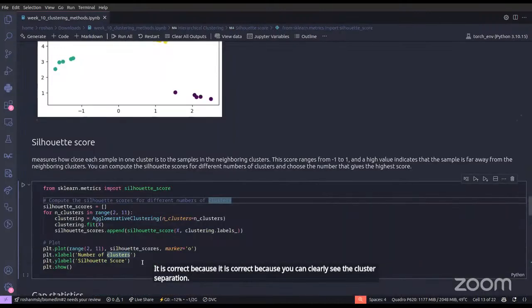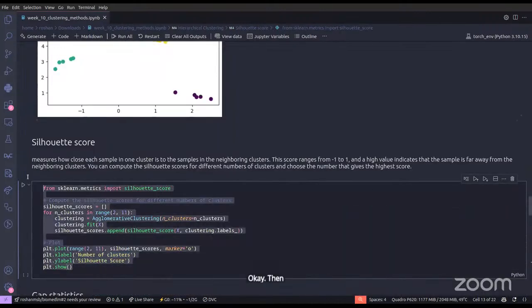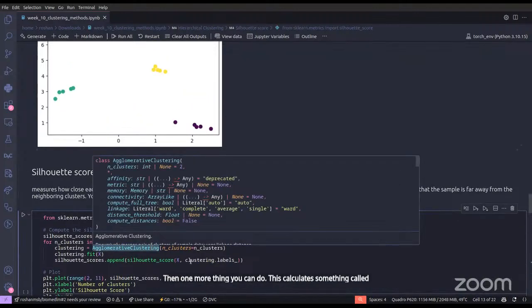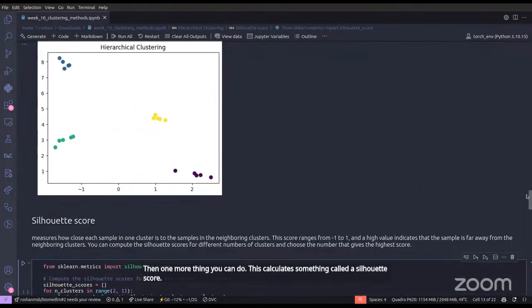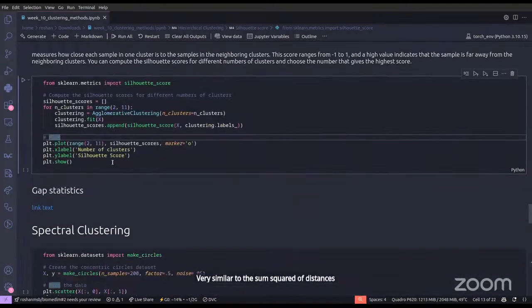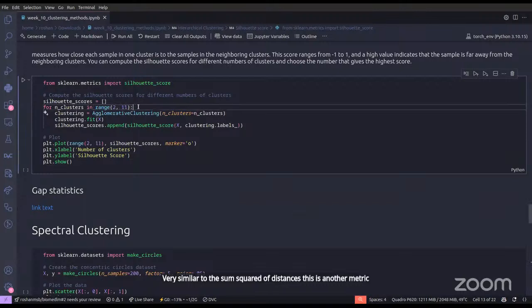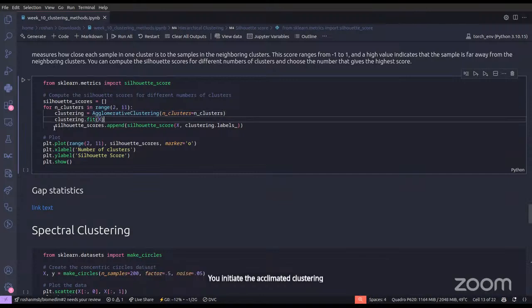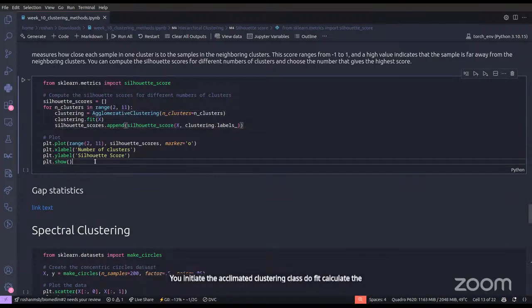Then one more thing you can do is calculate something called a silhouette score. Very similar to the sum of squared distances, this is another metric where you keep changing the number of clusters from 2 to 11. You initiate the agglomerative clustering class, do fit, calculate the silhouette score and append it. Here I'm plotting it.